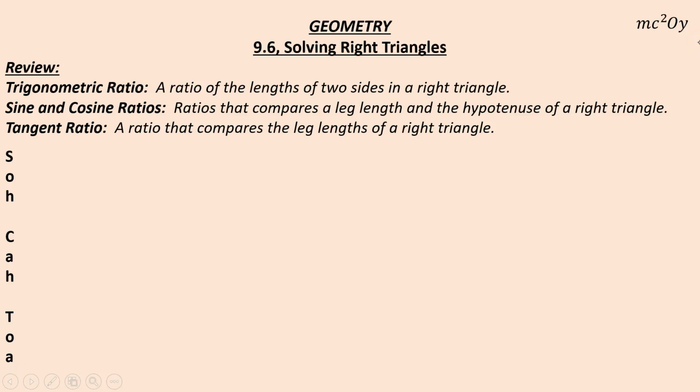Talk about solving right triangles. And first, a quick review. The trigonometric ratios are the ratios of the lengths of two sides of a right triangle. So when we're dealing with sine, cosine, and tangent, those are our trigonometric ratios, or at least three of them.